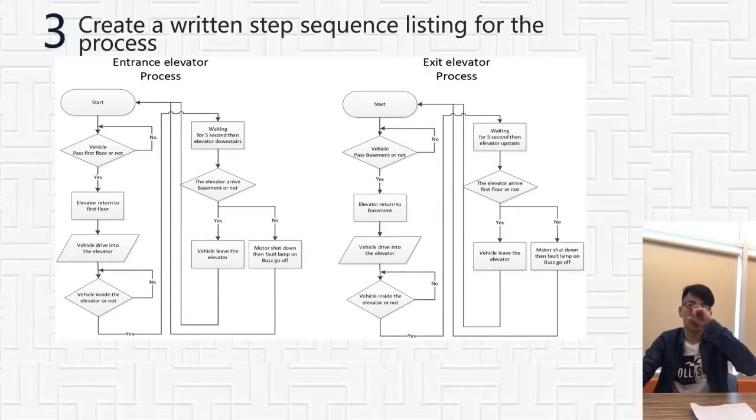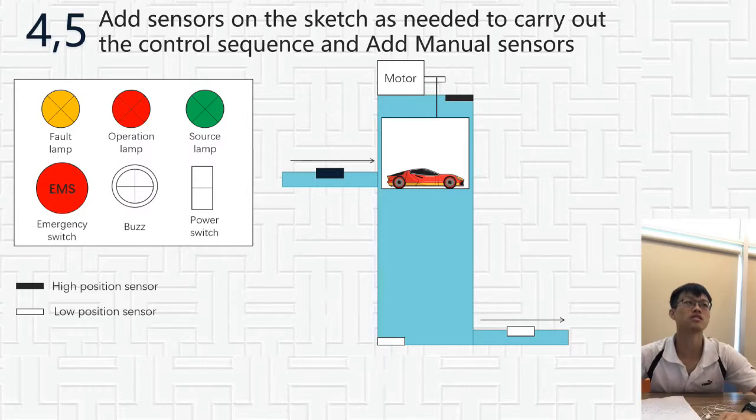And this is our process. When S0 is on, the system starts. The vehicle passes the first floor. The elevator will return to the first floor, and the vehicle drives into the elevator. Wait for 5 seconds. The elevator will go downstairs. The PLC will judge if the elevator touches the lower limit switch. If yes, the motor will stop and the vehicle can leave the elevator. If not, the fault lamp will turn on and the buzzer will go off. And the process of the exit elevator is the same.